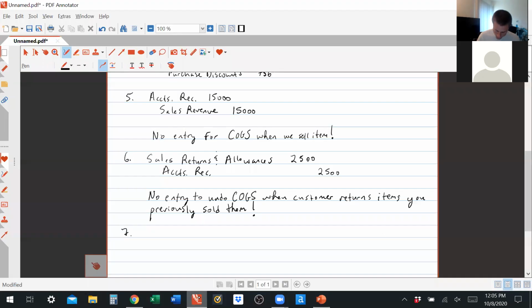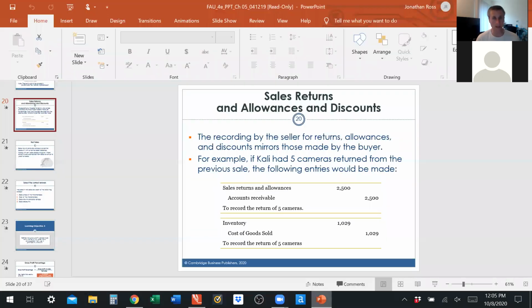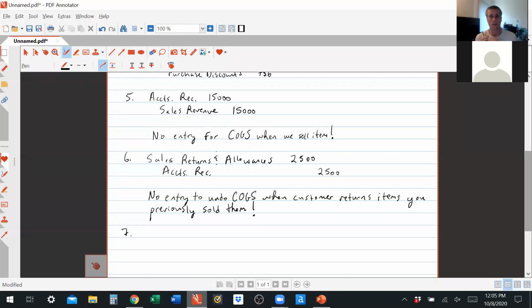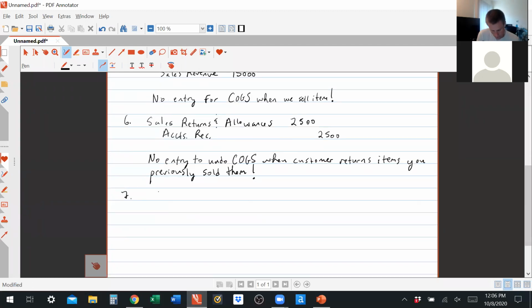The only thing we didn't do in this PowerPoint example for Kaylee is it didn't give us a slide on, all right, what if the customer now pays us for the stuff that they owe us for, which is 25 cameras? What journal entry do we make when they pay us? Whether you use the perpetual system or the periodic system, the journal entry is the same. When the customer pays, you would debit cash.